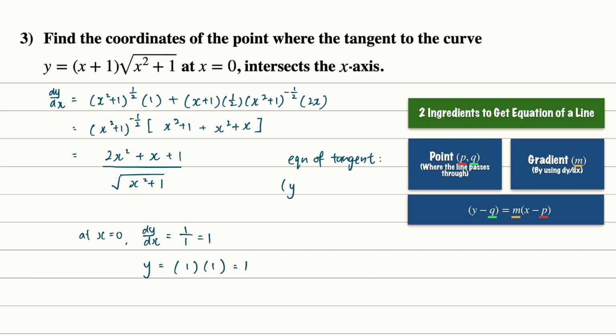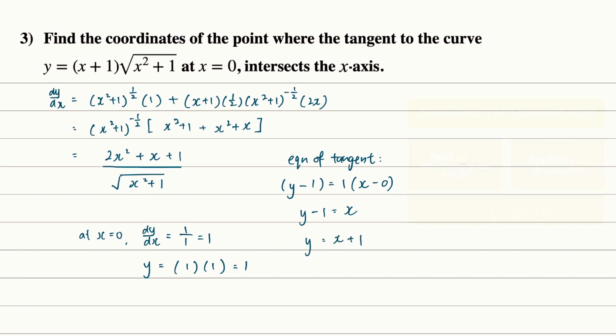So remember, always put y first, minus, and get the y coordinate of the point that the tangent line passes through, which is 1. This will be equals to, put the value of the gradient over here, which is 1, and always continue it with an x, minus, put the x coordinate of the point where the line passes through, which is 0. So we'll have y minus 1 is equals to x. Simplifying further, y is equals to x plus 1.